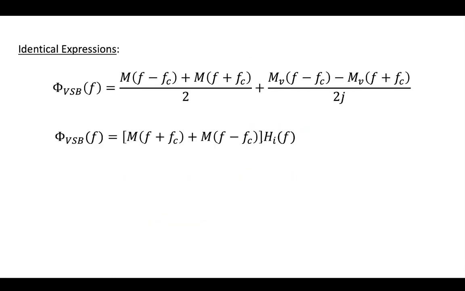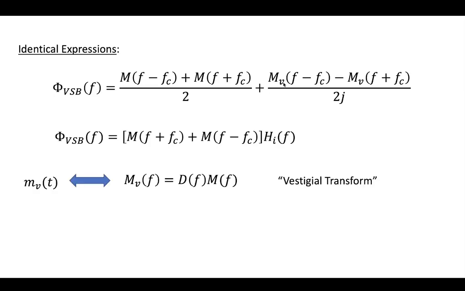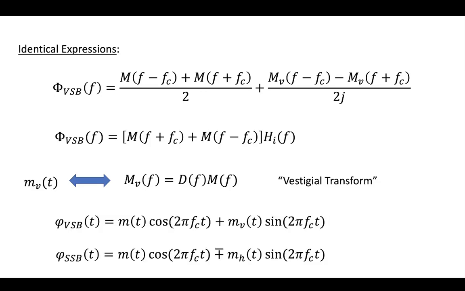So if we want to compare this in the quadrature form, we can see that these two are identical expressions when we've defined that special transfer function d, which gives us an MV term. And this means that we can define this MV as the so-called vestigial transform, which gives us a time domain version of this, which is the message plus a vestigial transformed message multiplied by a sine wave. And this sine wave is 90 degrees out of phase with the cosine wave, which we can say is quadrature.